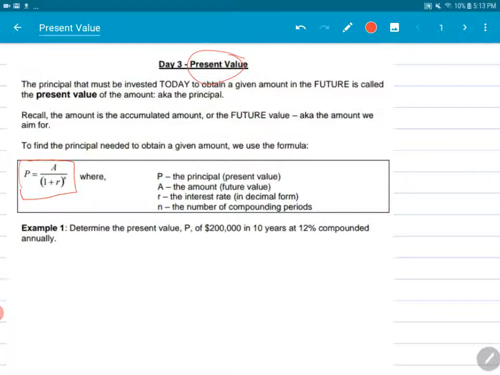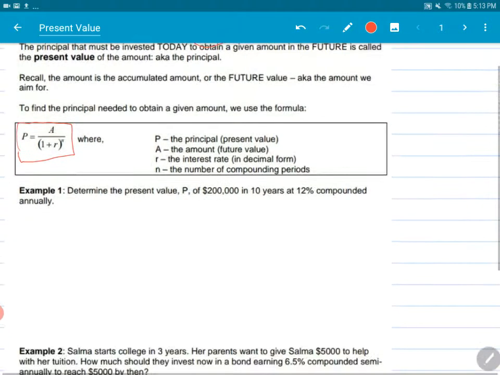So example 1 says: determine the present value, P, of $200,000 in 10 years at 12% compounded annually. So this means that you want to have $200,000 in 10 years. So what do you need to put into the bank now? Let's take a look. So we have this already is our A. So let's not underline P actually. Right here, this is our A.